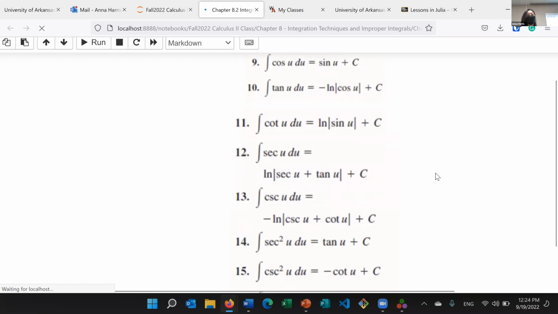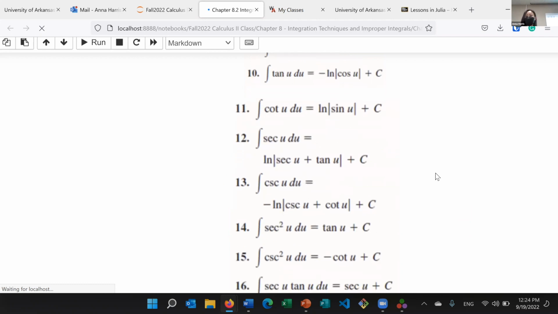All right, so cotangent is what? Natural log of a sine u plus c. Okay, look at this one, number 12. Integral of secant is what? Natural log of what? Secant plus tangent. Okay, I want you to familiarize yourself with your integration of trigonometry functions because in 8.3, I do a lot of trigonometry functions. Okay, 8.2, we do integration by parts. 8.3, we're gonna do trigonometry functions, how to integrate higher powers of trigonometry functions.